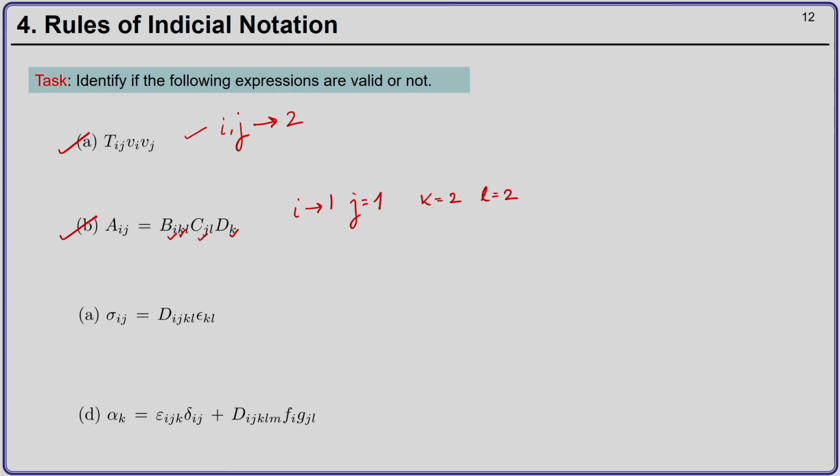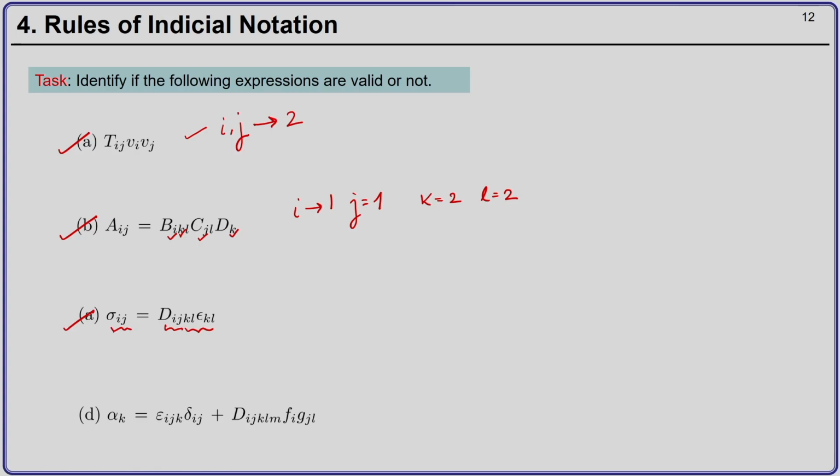The next expression is sigma ij equal to d ijkl epsilon kl. This is similar to the second example. Here also i and j are the free indices, you can see here, and k, l are the dummy indices. Therefore, this also is a valid expression.